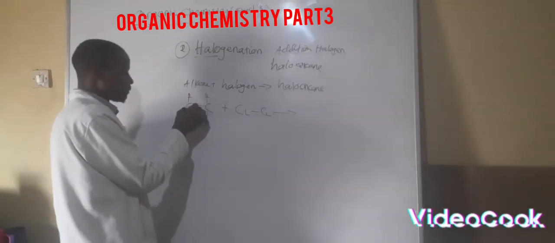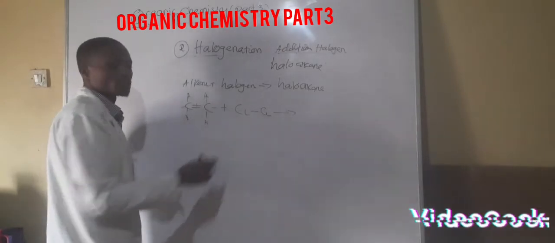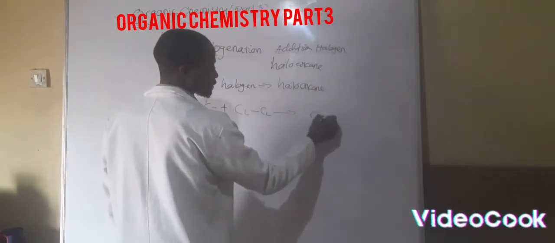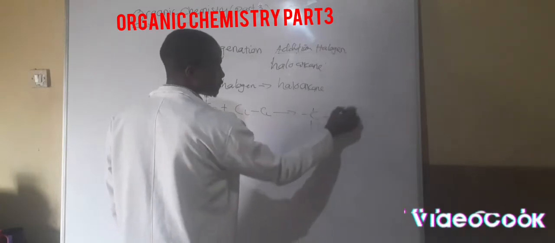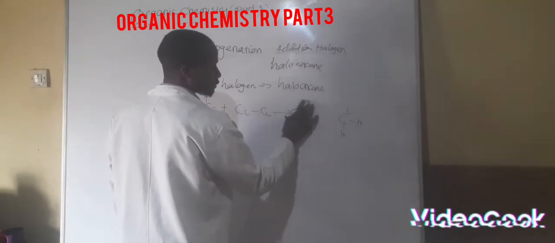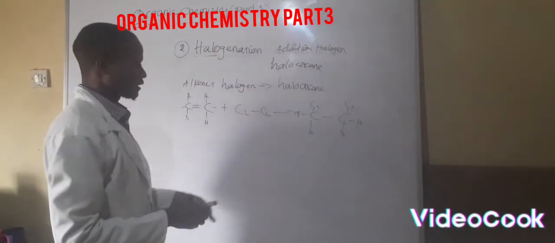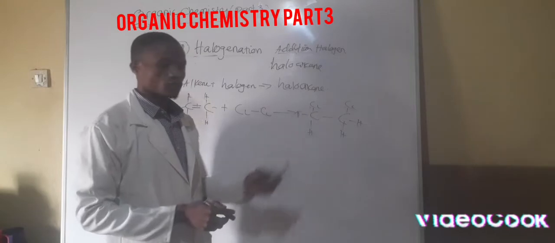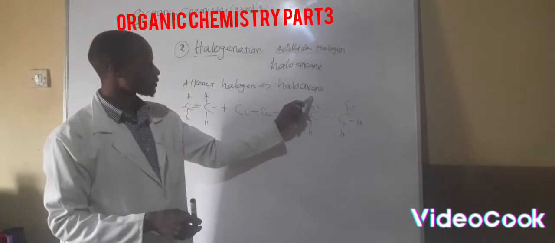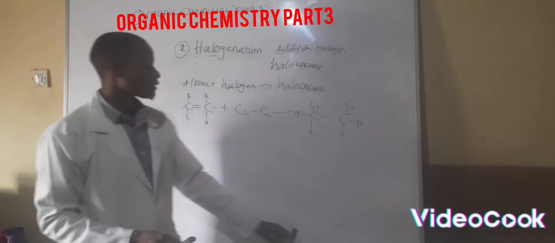So the double bond will be broken open, which will leave the space to accumulate these two atoms of chlorine. Those two atoms of chlorine are attached there. I'm not saying they will always be attached on top, they can be at the bottom, they can also be there. Now, the compound which has been formed is called a dihaloalkane because it is made up of halogens and an alkane with single bonds, as you can see from the diagram there.